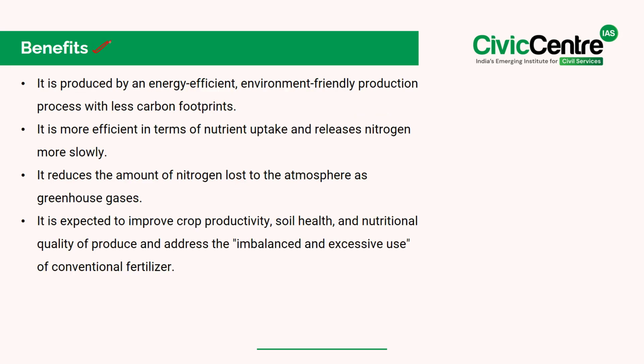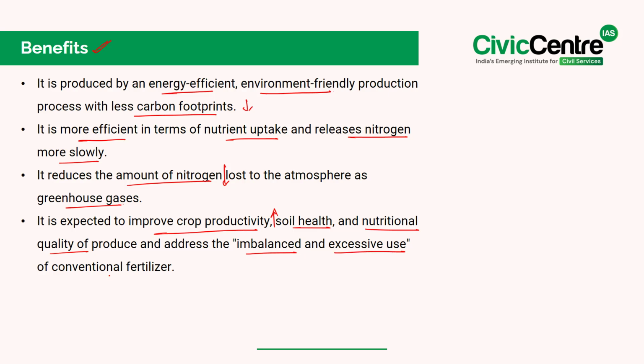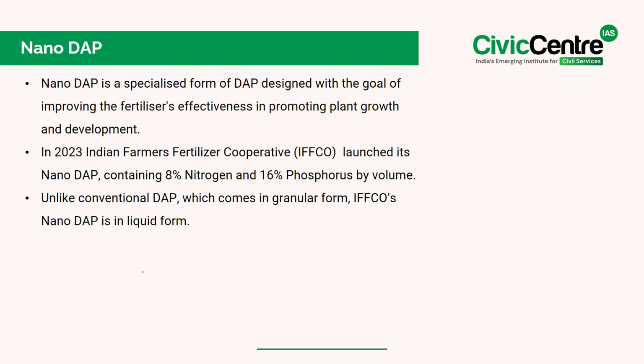See, it is produced by an energy efficient, environment friendly production process which leaves less carbon footprints. Also, it is more efficient in terms of nutrient uptake and releases nitrogen more slowly. Then, it also reduces the amount of nitrogen lost to the atmosphere as greenhouse gases, and it is expected to improve the crop productivity and health and nutritional quality to address an imbalanced and excessive use of the conventional fertilizer. Now, moving on to talk about the nano DAP.